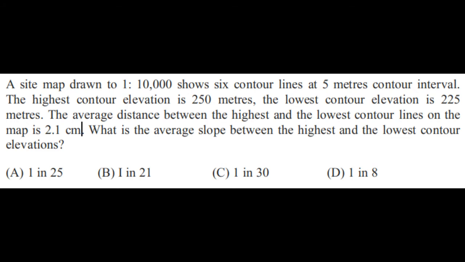The highest contour elevation is 250 meters. The lowest contour elevation is 225 meters. The average distance between the highest and the lowest contour lines on the map is 2.1 centimeter. What is the average slope between the highest and the lowest contour elevations? Option A 1 in 25, option B 1 in 21, option C 1 in 30, option D 1 in 8.